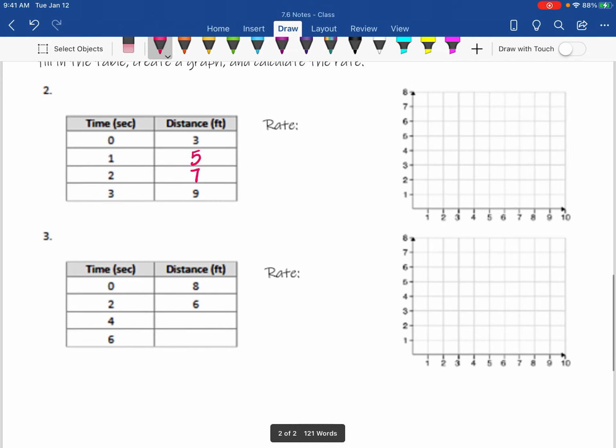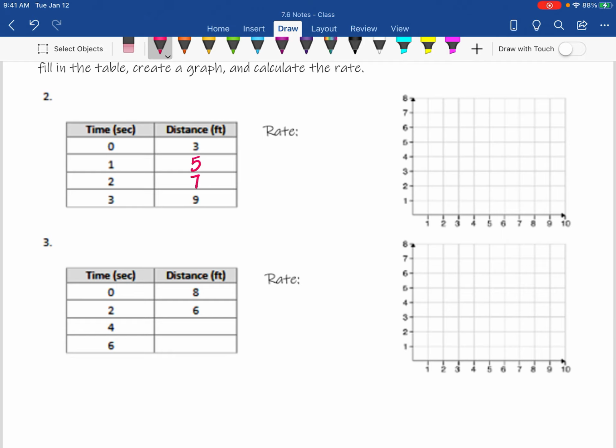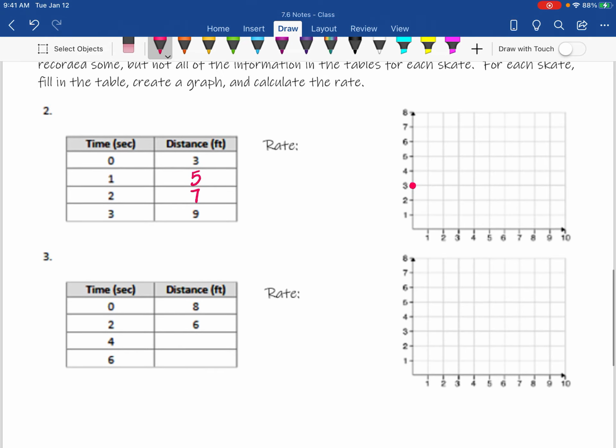Another way to find out those missing pieces would be to graph the 2 points that you already have. So if I have 0, 3, and I have 3, 9, 3, 9 doesn't fit on here, but I have a pretty good idea of where it is. So I can use that line from the 2 points that I've been given to figure out what the value for x being 1 and 2 is.